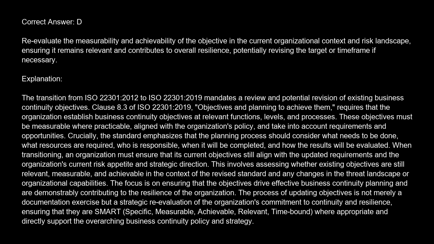Crucially, the standard emphasizes that the planning process should consider what needs to be done, what resources are required, who is responsible, when it will be completed, and how the results will be evaluated. When transitioning, an organization must ensure that its current objectives still align with the updated requirements and the organization's current risk appetite and strategic direction. This involves assessing whether existing objectives are still relevant, measurable, and achievable in the context of the revised standard, and any changes in the threat landscape or organizational capabilities. The focus is on ensuring that the objectives drive effective business continuity planning and are demonstrably contributing to the resilience of the organization.